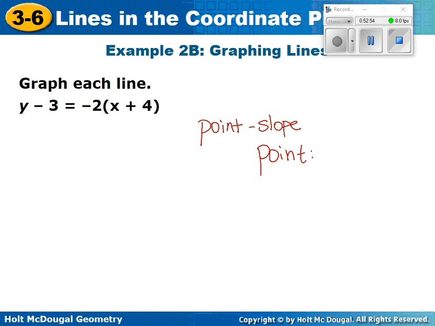It is not positive 3, negative 4. Negative 2 is not our point. Katie? Close. It's not negative 4, negative 3.